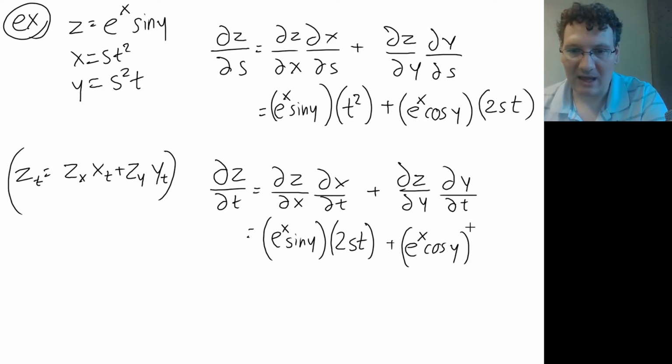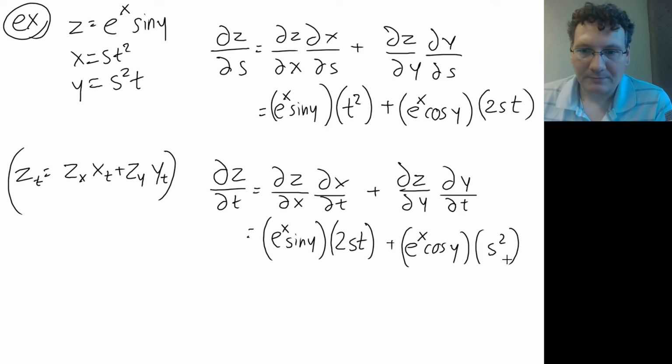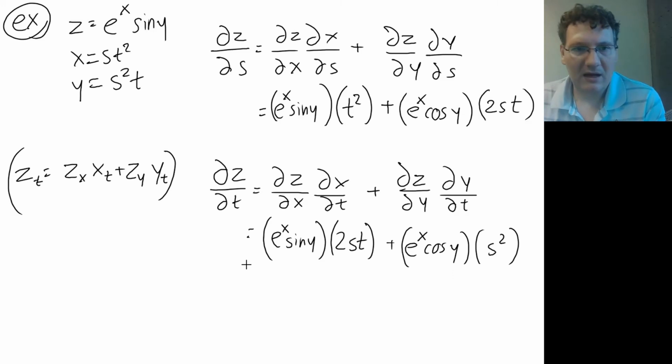And the partial of z with respect to y is e to the x cosine y. And then we have the derivative of y with respect to t. Oh no, it's just s squared. Now, if you wanted to, you can take this and plug in st squared in place of the x's. You could plug in s squared t in place of the y's, but I am not going to do that. But I'm just saying you could. This is a fine form to have your answer in.